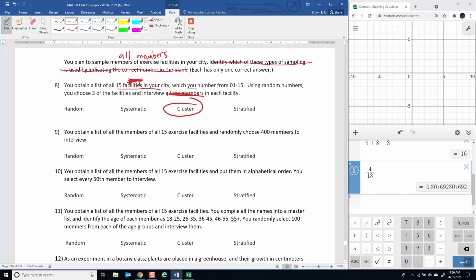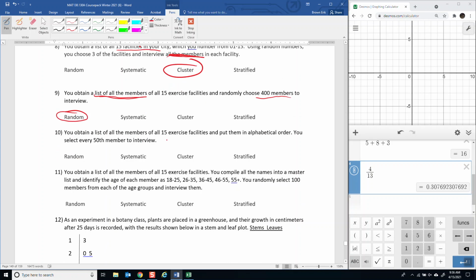All right, so then we list all of the members. There's a description of the population: all the members of all 15 exercise facilities, and randomly choose 400 members. We haven't been told how they're randomly chosen, but this is just a random process. All right, and then we get another list. We alphabetize them and select every 50th. Okay, that's an example of systematic.